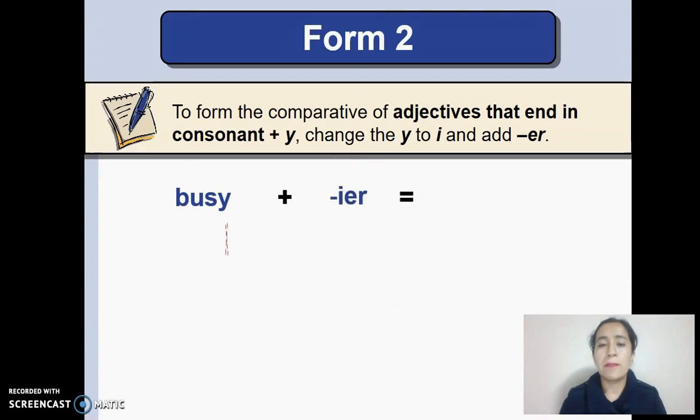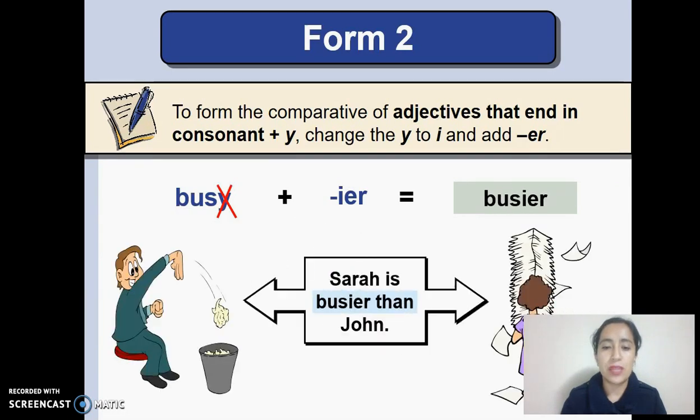Another rule is applied to the adjectives that end in a consonant and y. So we are going to change the y to i, and we are going to add er. For example, busy, we change that y to i, and we have busier. Sarah is busier than John.